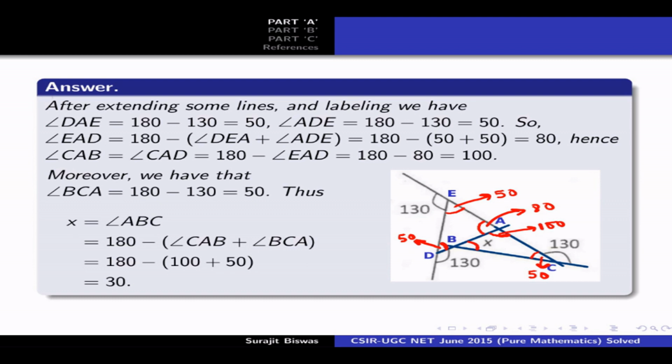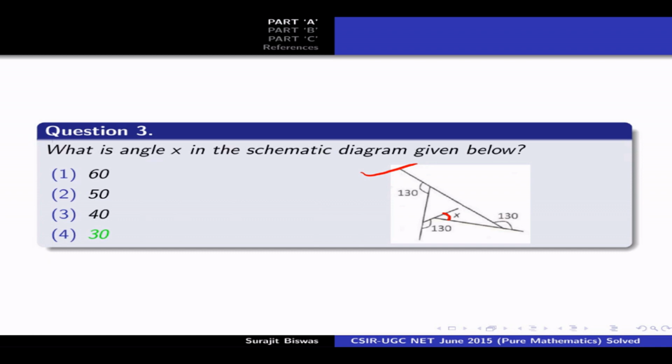Here pictorially I have described the proof, but if you want to follow the notations, exactly we have written it here. So x has to be equal to 30. So the correct option is option 4.